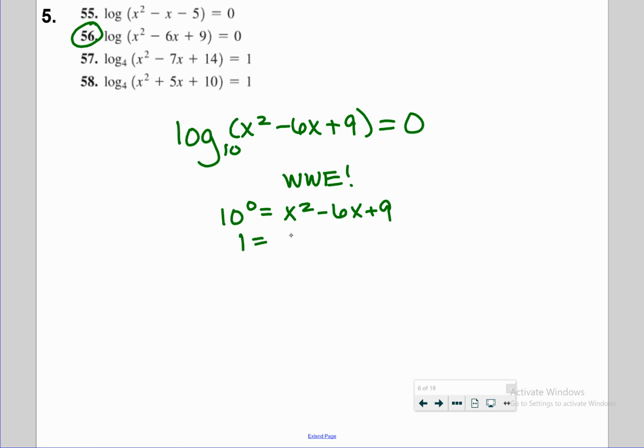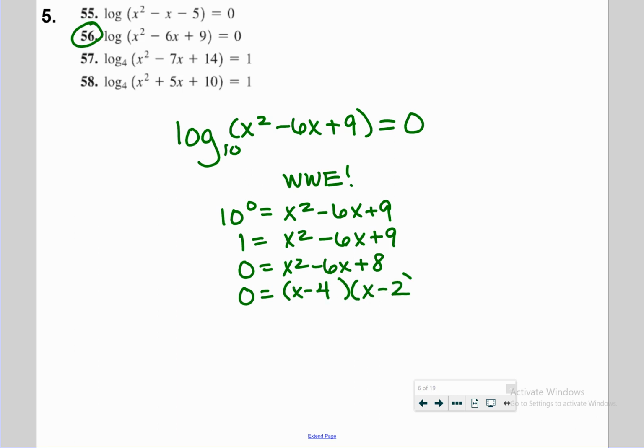1. I have a quadratic. What should I do to solve my quadratic? Is it equal to 0? So if I subtract 1, I'm going to get an 8. Can you tell me 2 numbers that multiply to 8 and add to -6? -4 and -2. My answers are 4 and 2. And again, because this one's a common log, pretty easy to plug back in and check if you want with your calculator.